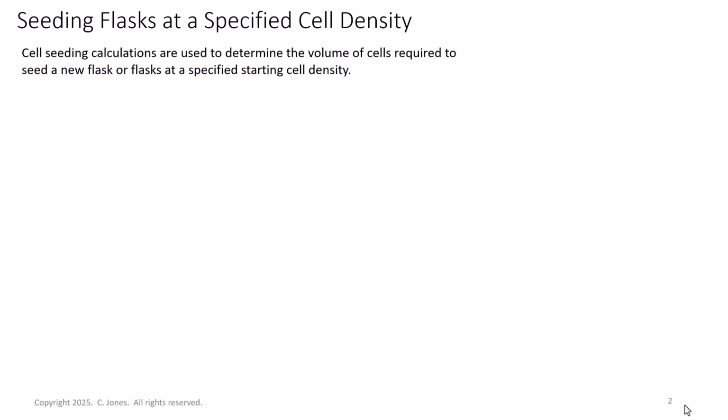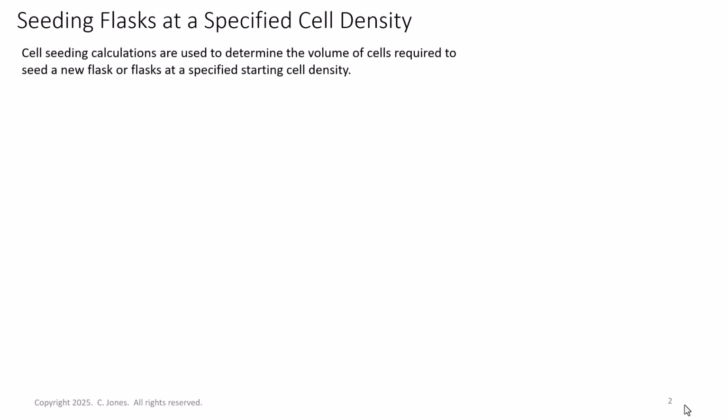Seeding flasks at a specified cell density. Cell seeding calculations are used to determine the volume of cells required to seed a new flask or flasks at a specified starting cell density. And this is important because, for example, if you're in biomanufacturing, the batch record may indicate that you have to seed the bioreactor at a specific cell density at a specific percent viability. So you have to know what volume of cells to put into that bioreactor to have a starting concentration that's specified in the batch record.